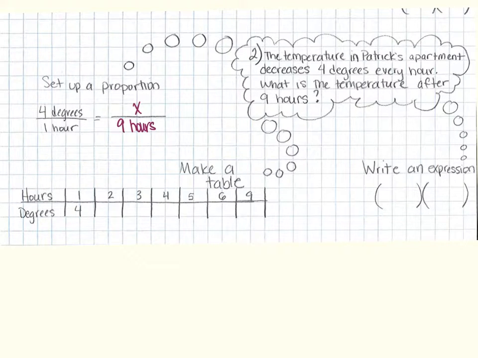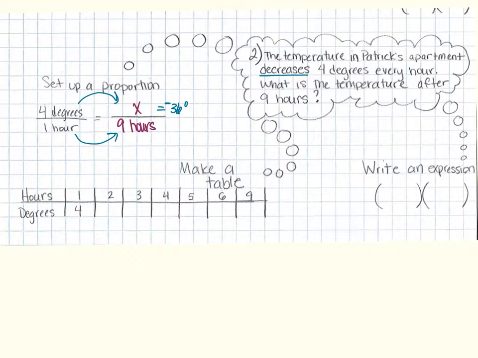So if you put the 9 hours in there, make sure you line it up with notice that the hours are on the bottom, so the 9 hours should be on the bottom. Your x variable, we have to find the amount of degrees in which it decreased. So the x would be on top. Now go ahead. We know that 1 times 9 gets 9, so I'm going to multiply 4 times 9 to get x. 4 times 9 is 36 degrees. So remember, it decreases. Therefore, it has to be a negative 36 degrees.